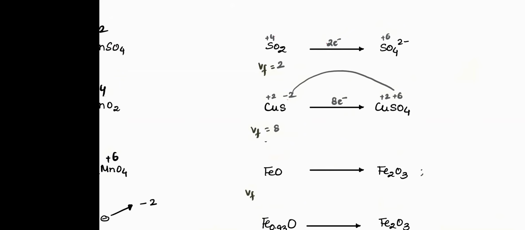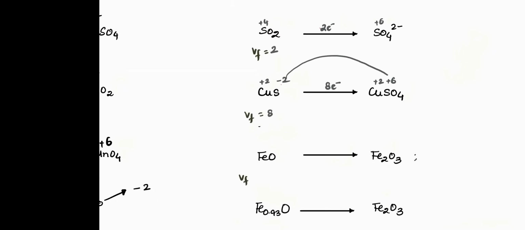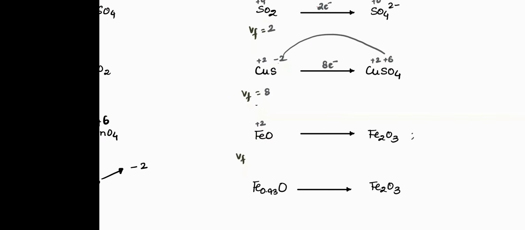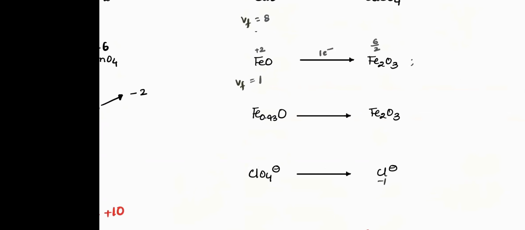Got it? Next, iron. If you notice, one iron is in the +2 oxidation state, and there are two irons here. So we can first calculate for 2 and then divide it by 2. Okay. So total it is 6 by 2, which is 3. So +2 to +3, number of electrons transferred is 1. So valency factor is 1.